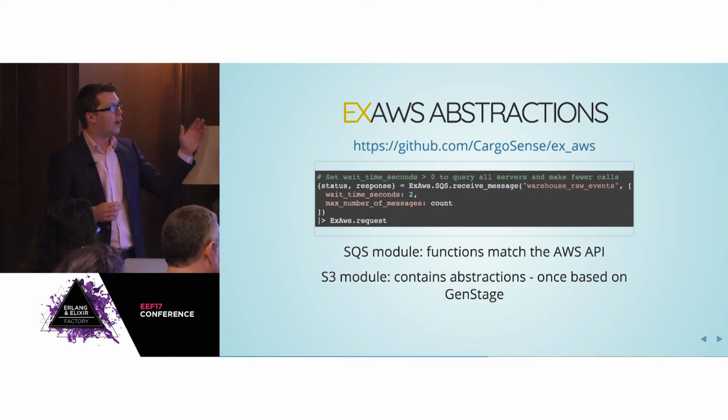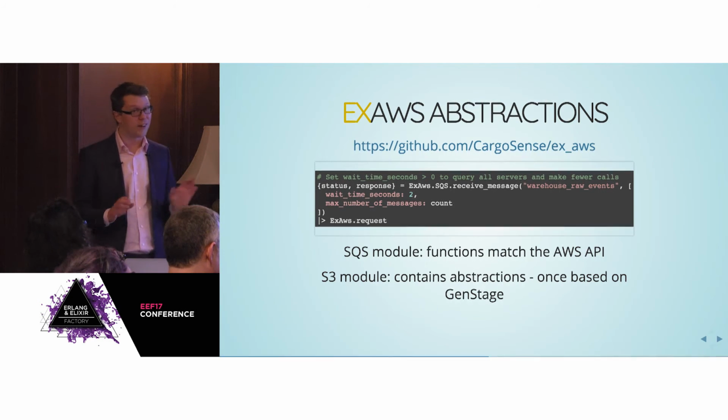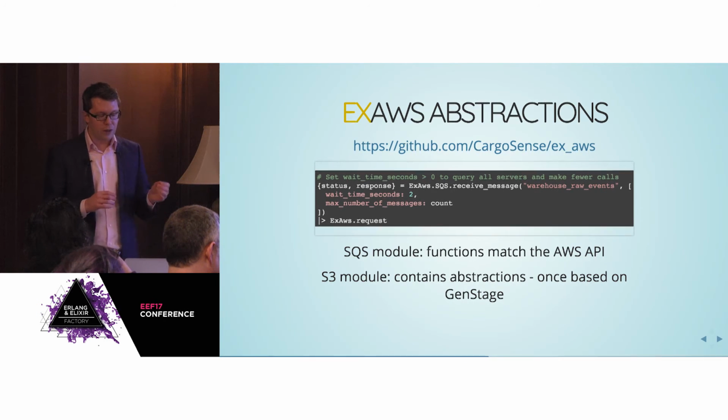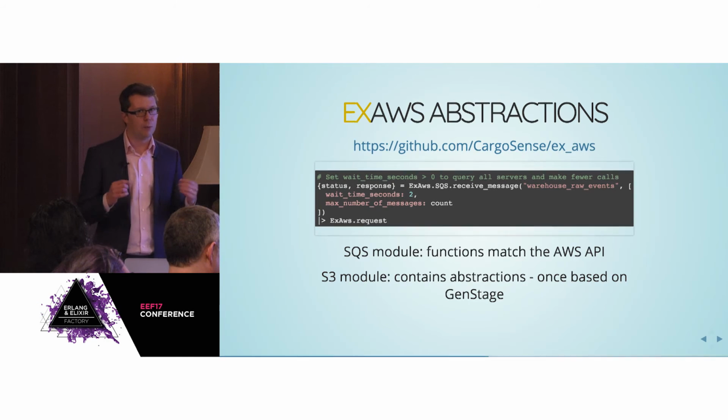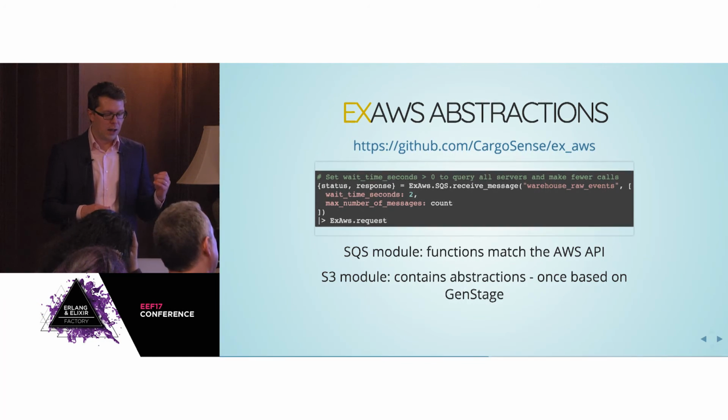I noticed now that the S3 module, when I started working with this project, I don't think it had the higher abstractions, but it does now. At one point, those were actually based on GenStage. But I think that's really an important thing to think about when you're building an application and you're using libraries for it. It's going to have an impact on how you design things.